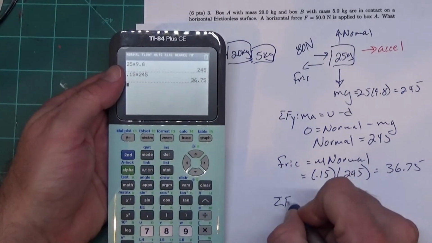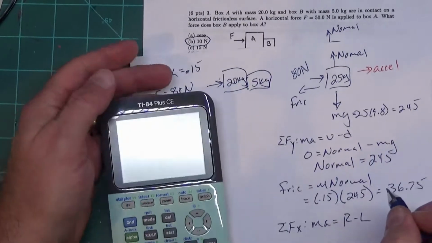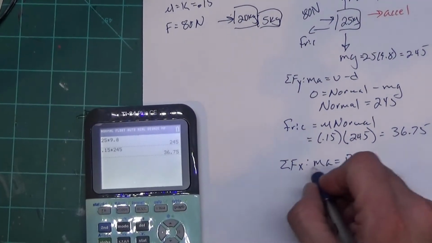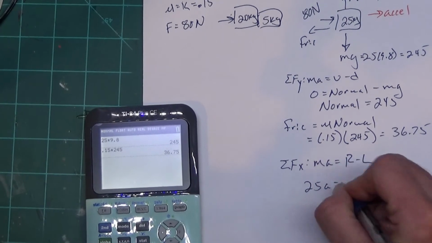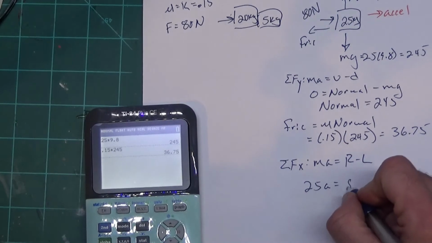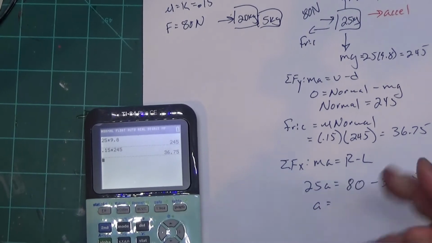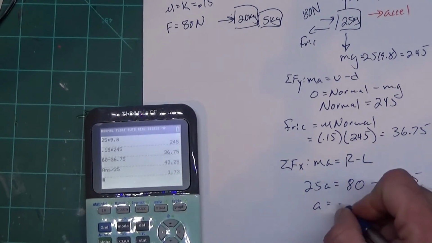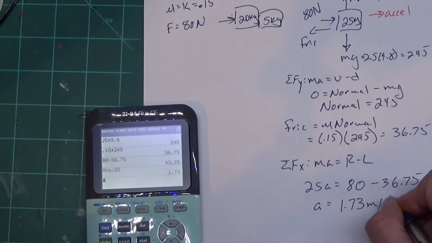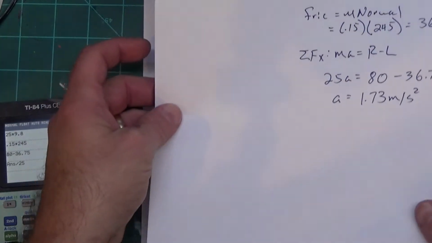Now I can go to sum of the forces in the x. It's ma equals right minus left. Okay. So on this one, my mass is the 25, so 25a equals, to the right, I have 80 newtons. But this time to the left, I have 36.75 newtons. So that's going to change my acceleration a little bit. So it's 80 minus 36.75, and I'm going to divide that by 25, and I get 1.73 meters per second squared. So my acceleration dropped, even though my force went up, because friction's taken away so much.